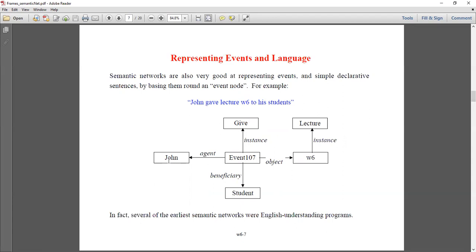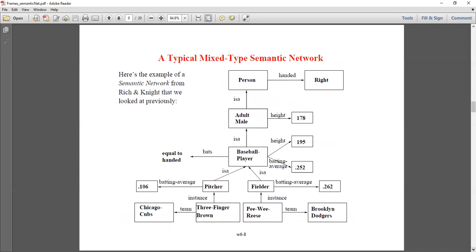Now, who is giving? The agent is John. Who is getting the advantage? The beneficiary, students. What is the object being given? The object here is W6, and W6 is an instance of lecture. This is what we had discussed in the last lecture. These kinds of examples are asked many times in the GTU question paper, and we have discussed this in detail. Let us take one more example of a semantic net.